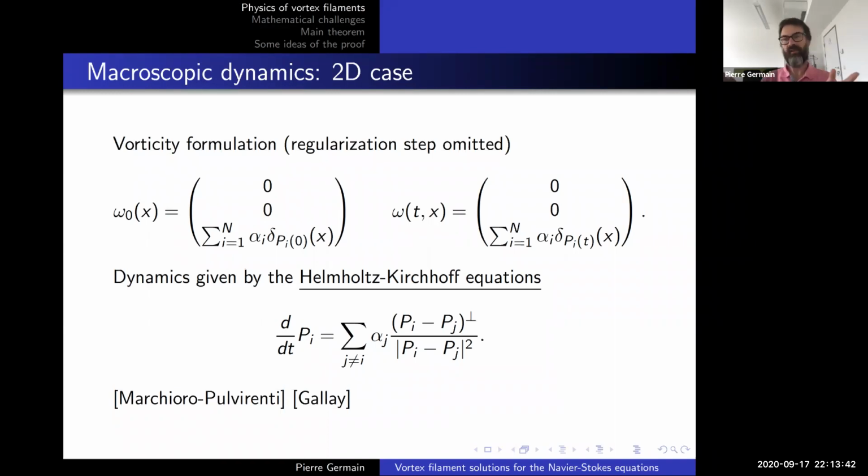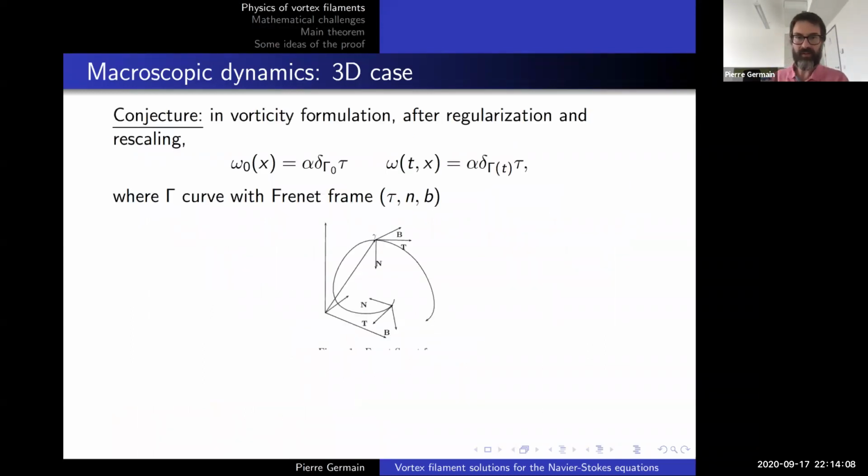So in a way, in 2D, we have a full picture. We know that microscopically, what you're going to see is point vortices, which are thickening out through just the diffusion. And macroscopically, you have these Helmholtz-Kirchhoff equations. Of course, we'd like to do the same in 3D, but this is more difficult. So in 3D, there is a conjecture, but there is no theorem.